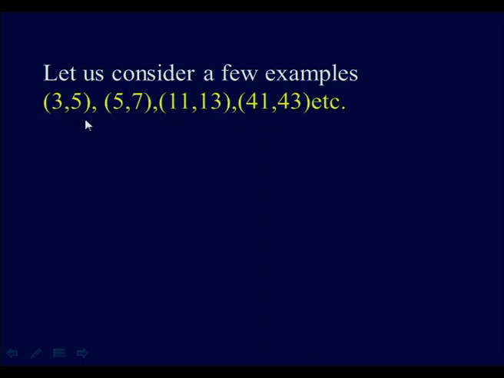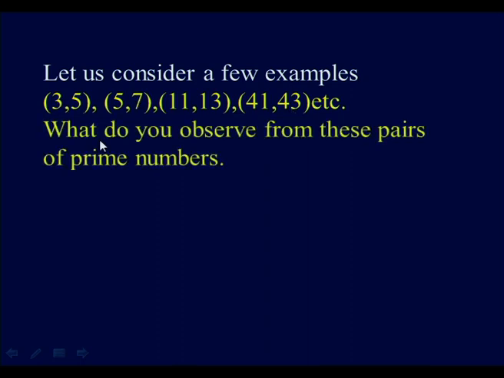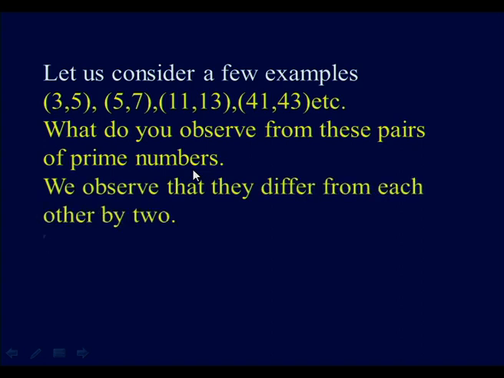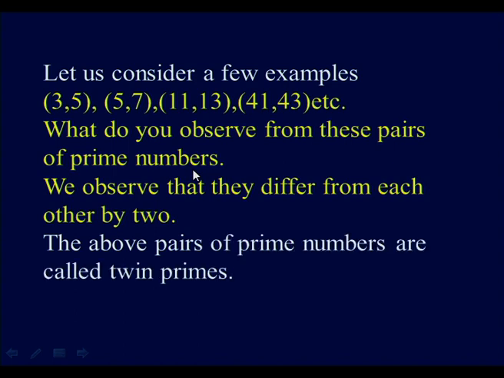So, what do you observe here? The difference between the two prime numbers here, what we have taken, is 2 in all these pairs of prime numbers. What do you observe from these pairs of prime numbers? We observe that they differ from each other by 2. So, the above pairs of prime numbers are called twin primes.